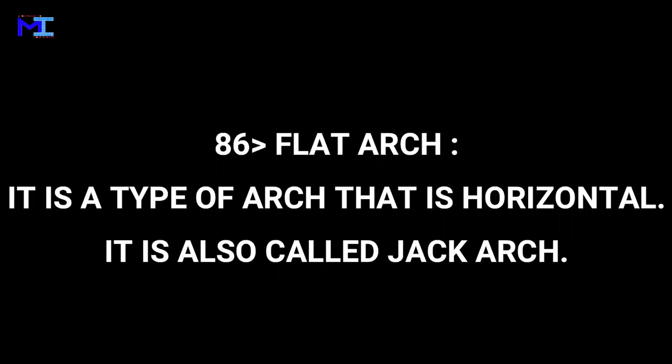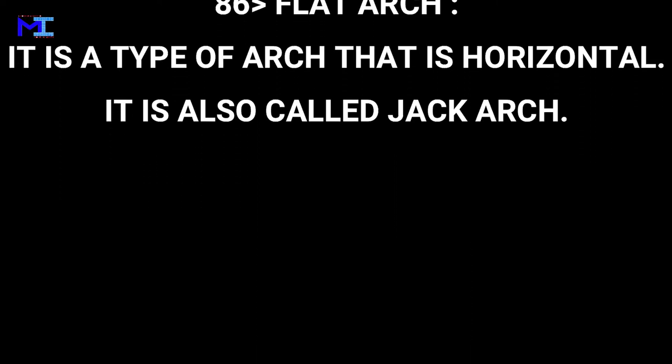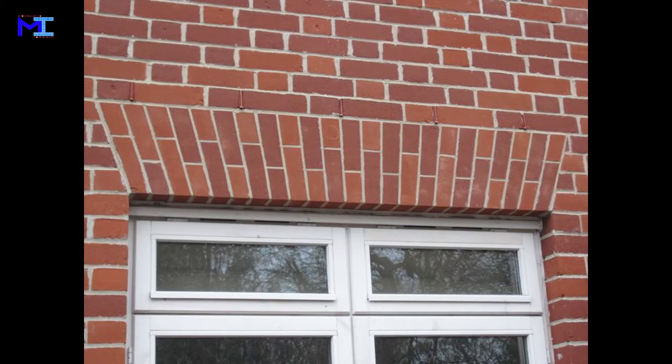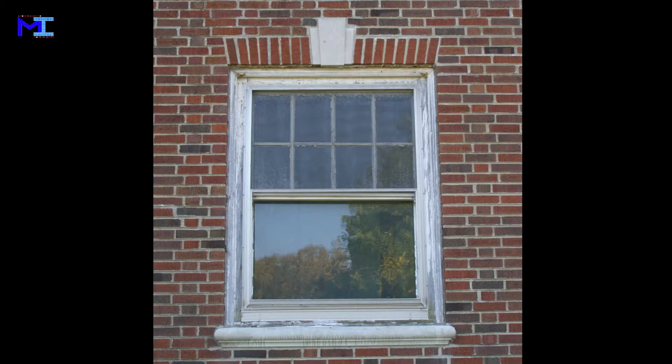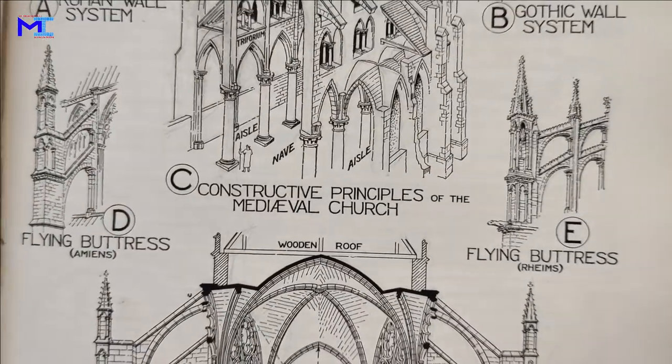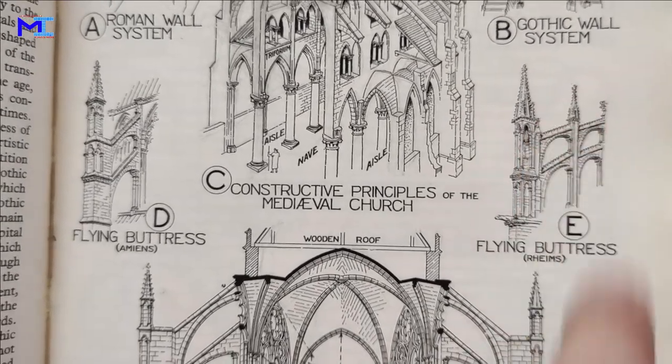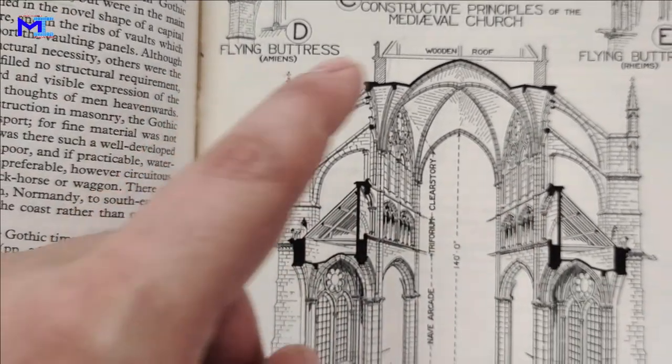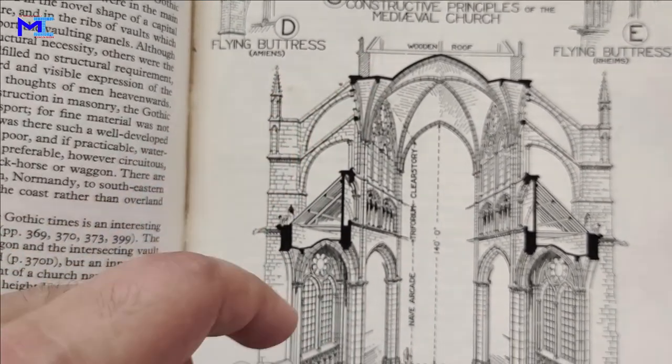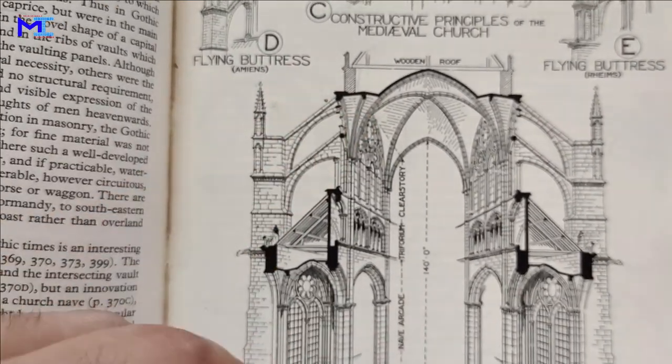Flat arc or flat arch. It is a type of arch that is horizontal. It is also called jack arch. Flying buttress, detached pier or column or pillar supporting the weight of the wall. Foil, leaf in Gothic architecture.